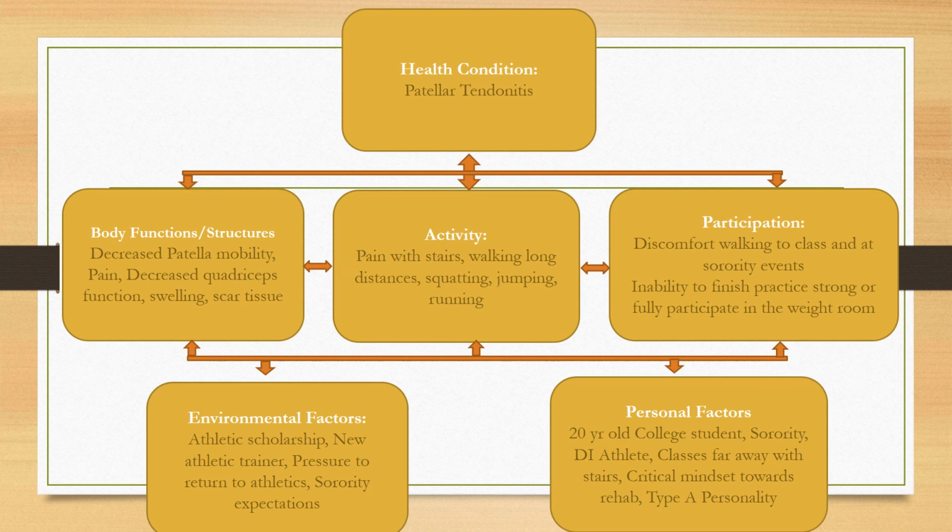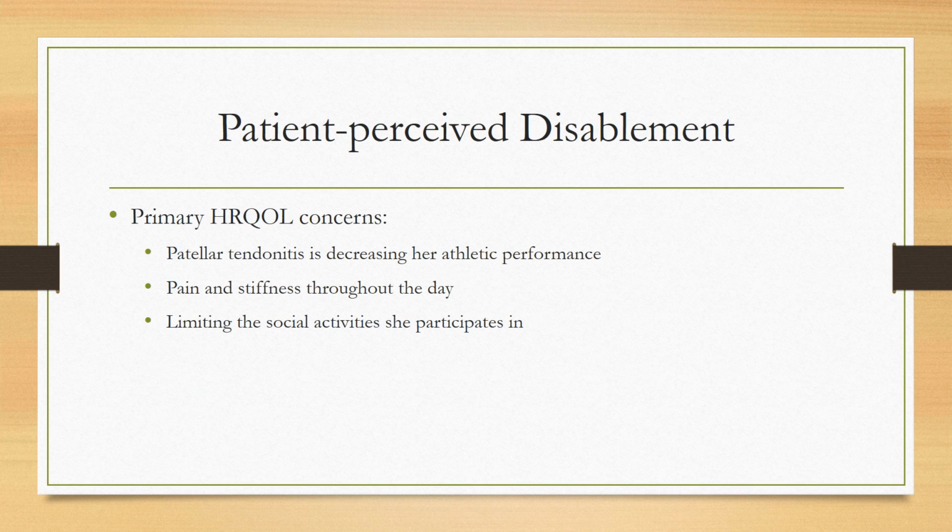Her personal factors are that she's a 20-year-old college student, a sorority member, a Division I athlete, and her classes are far away, with stairs being the most convenient route, of course. Her critical mindset towards rehab and type A personality are also factors. The primary health-related quality of life concerns of this patient are that her patellar tendonitis is decreasing her athletic performance, she has pain and stiffness throughout the day, and her pain is limiting the social events she participates in.